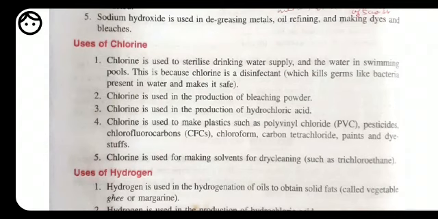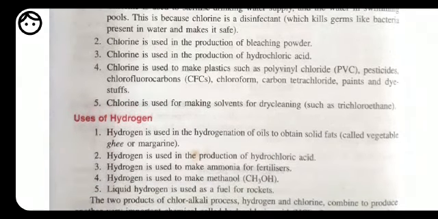Chlorofluorocarbon is a type of gas which is responsible for the depletion of the ozone layer. So you should know about these types of gases also. So this chlorine is used for the preparation of all these types of gases or other materials. Next, chlorine is used for making solvent for dry cleaning. For dry cleaning also, you know about dry cleaning. Here also we are using chlorine as a solvent.